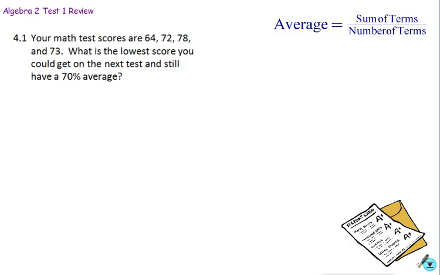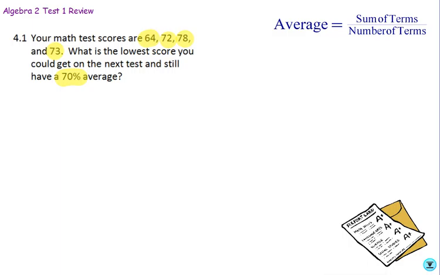Remember that to find the average, you take the sum of the terms divided by the number of terms. So what we mean by sum of terms is that, well, just take all your test scores. So you got a 64, a 72, a 78, and a 73. And then we want at least a 70% average. Well, we've only taken 4 tests so far. We actually haven't taken that 5th test yet.